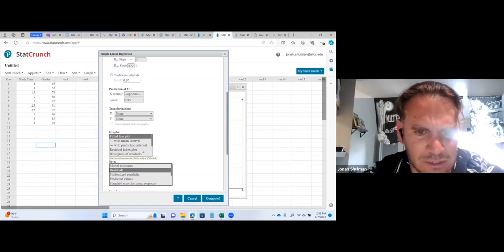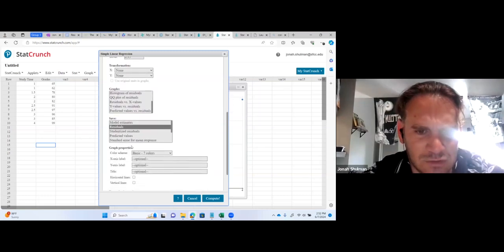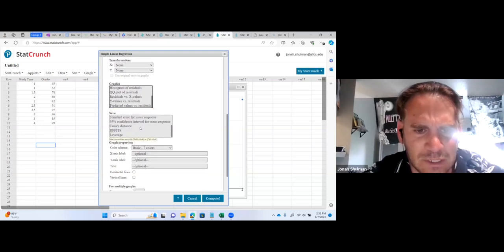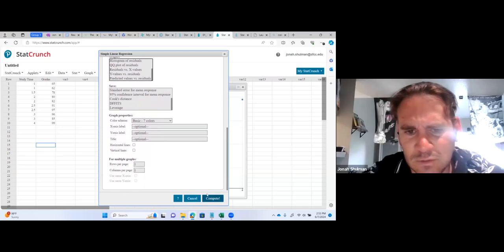Residuals is nice. Histogram of residuals. Fitted line plot. These are just things you can add on to it, which is really nice. I'm just going to add some stuff and see what happens. That's really what math is anyway. Do some stuff, see what happens, if it works out. Cool.